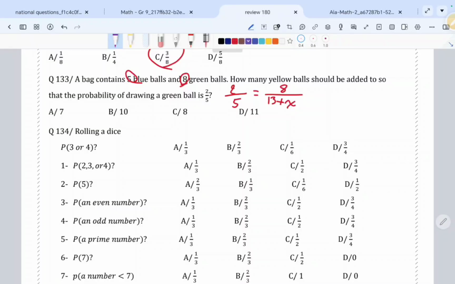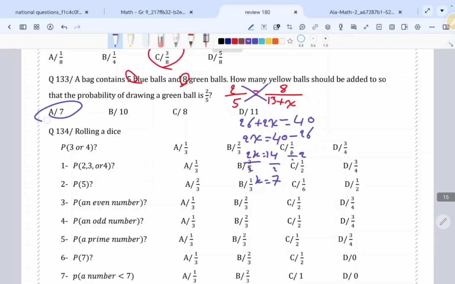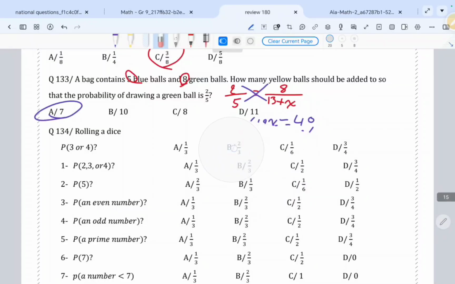So cross product. 2 times 13, okay, equals 26, plus 2 times x, 2x. 8 times 5 is equal to 40. 2x, move 26 to the other side, it will be 40 minus 26. 2x equals 14, divided by 2 to get rid of 2. X equals 7. So 7 is the correct answer.